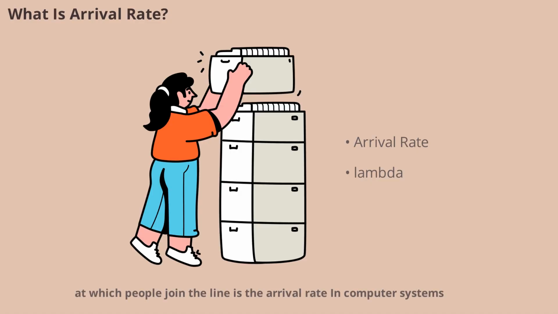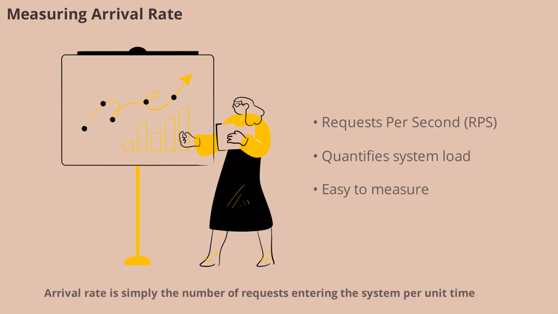In computer systems, every time a user visits your website or clicks a button, a new request arrives. Understanding this rate helps us manage and optimize our systems. Arrival rate is simply the number of requests entering the system per unit time. Most commonly, it's measured in requests per second, or RPS. For example, if your website receives 10 requests every second, your arrival rate is 10 RPS. If it jumps to 500 requests per second, your arrival rate is 500 RPS. This measurement gives you a clear, quantifiable way to understand how busy your system is at any given moment.